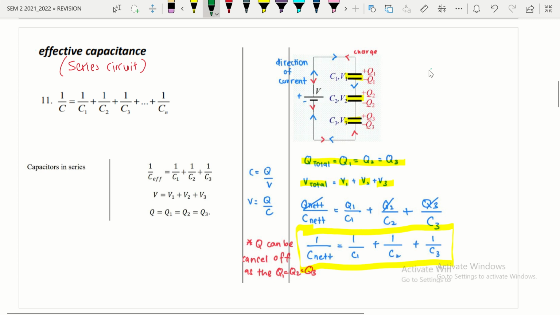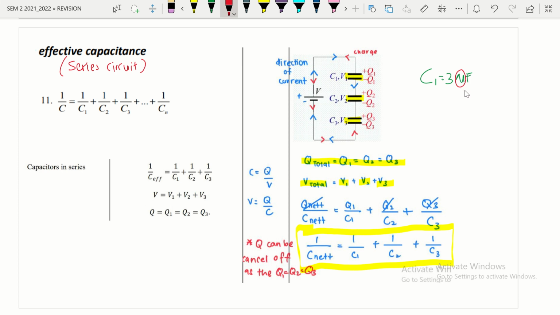Usually, dalam exam, dia akan bagi tahu capacitance equals to 3 microfarad. Okay, contoh, usually, dia akan guna micro. So, you must know how to convert microfarad to farad only. Okay, kalau awak tak nak convert, boleh. Tetapi, make sure your last answer jawapannya adalah microfarad. If you convert, then dibiarkan dalam farad.